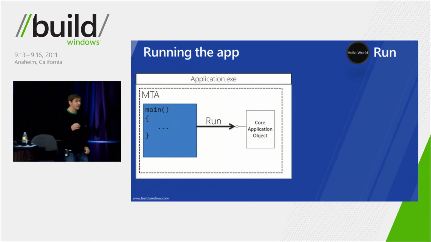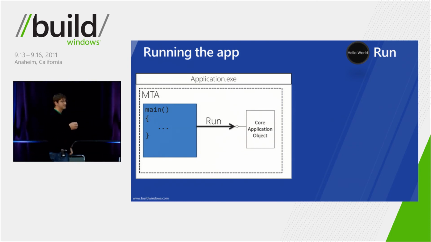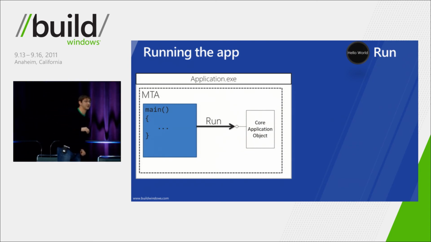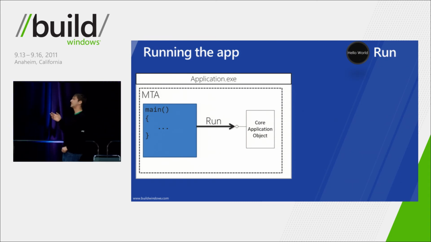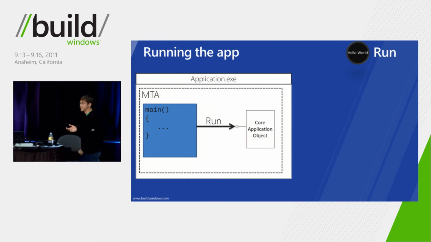Now, when it called Run, it provided a view provider factory to the application object. We can expect the application object's probably going to use that, else it wouldn't be provided, right?